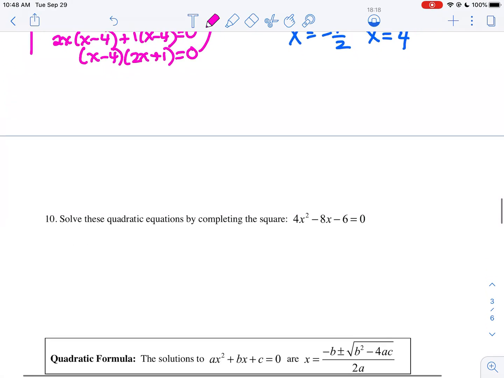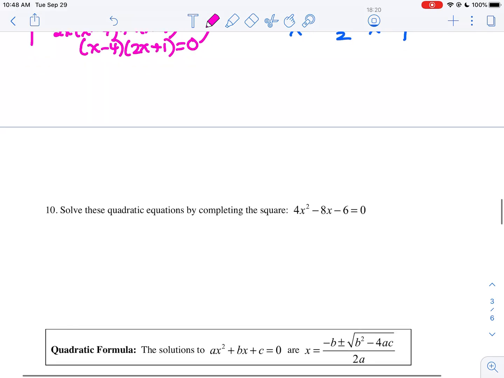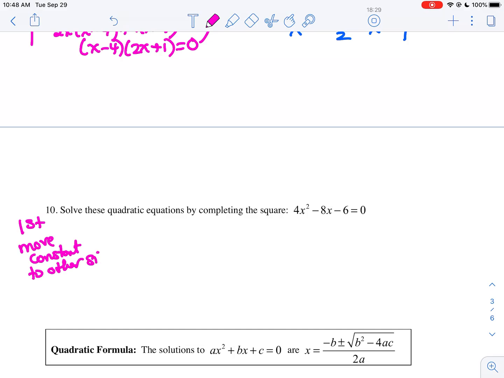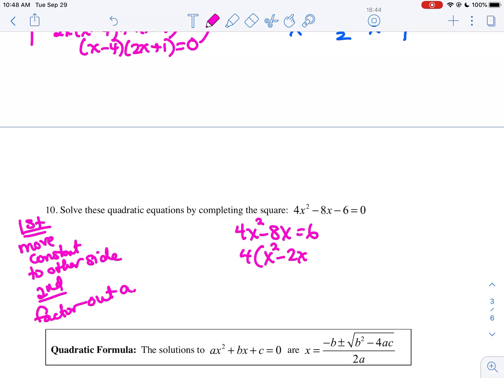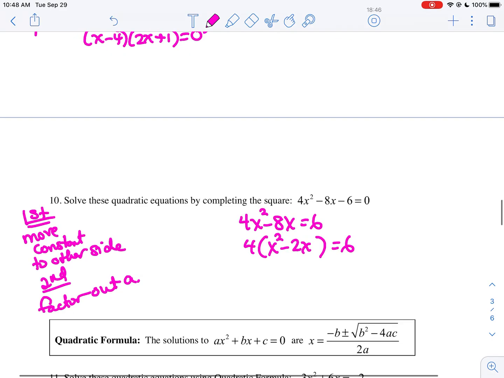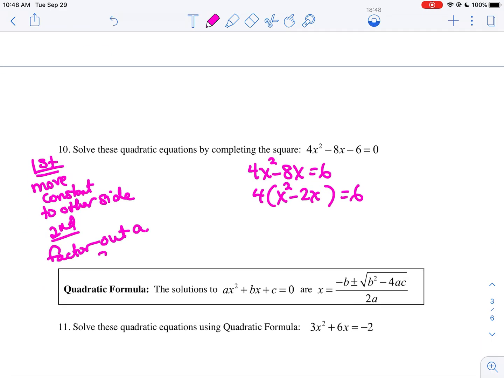All right, number 10, solve by completing the square. All right, first step, move the constant to the other side. Okay, your first step, move the constant to the other side. The second step, factor out a. So that means pull out the a value. Okay, now we're going to complete the square.